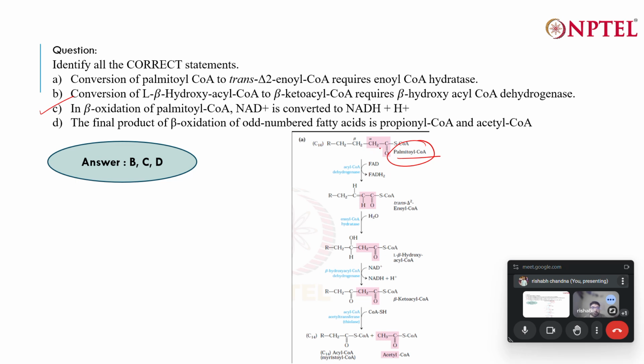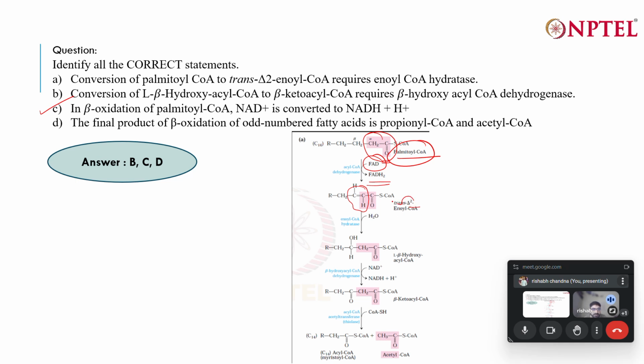Now the actual oxidation starts from the first two carbons, starting from the carbonyl carbon. The first step is dehydrogenation, in which the acyl coenzyme A molecule is dehydrogenated with the help of FAD. One molecule of FADH2 is removed here, and this leads to the formation of a double bond at this position. This forms trans delta 2 enoyl coenzyme A.